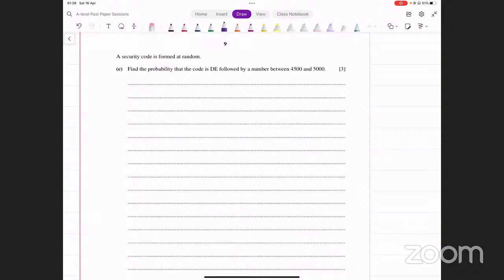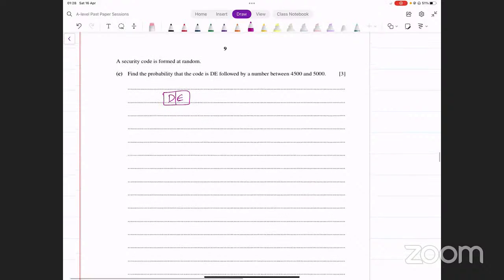You have to find the probability that the code is DE. So the letters are fixed. There's no choice in letters. You've fixed the letters: from A, B, C, D, E, you need exactly these. So that's fixed. Now you want a number that's between 4,500 and 5,000.